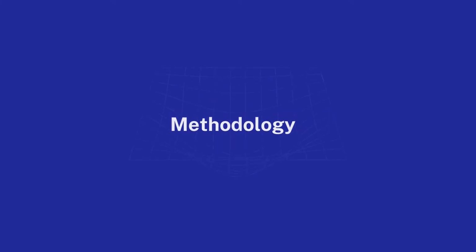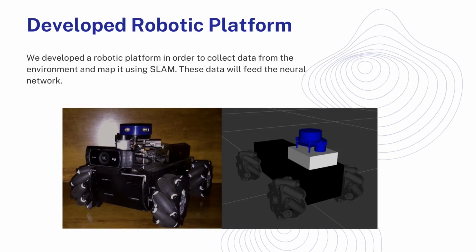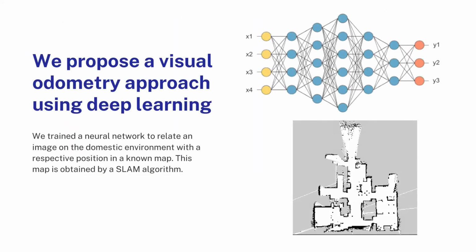For our methodology, we developed a robotic platform with SLAM capabilities, and SLAM is simultaneous localization and mapping. The SLAM algorithm that we're going to use is going to feed the neural network, as we show here. So we propose a visual odometry approach using deep learning. We trained a neural network to relate an image from the monocular camera to a given position on the map that we mapped through a SLAM algorithm.